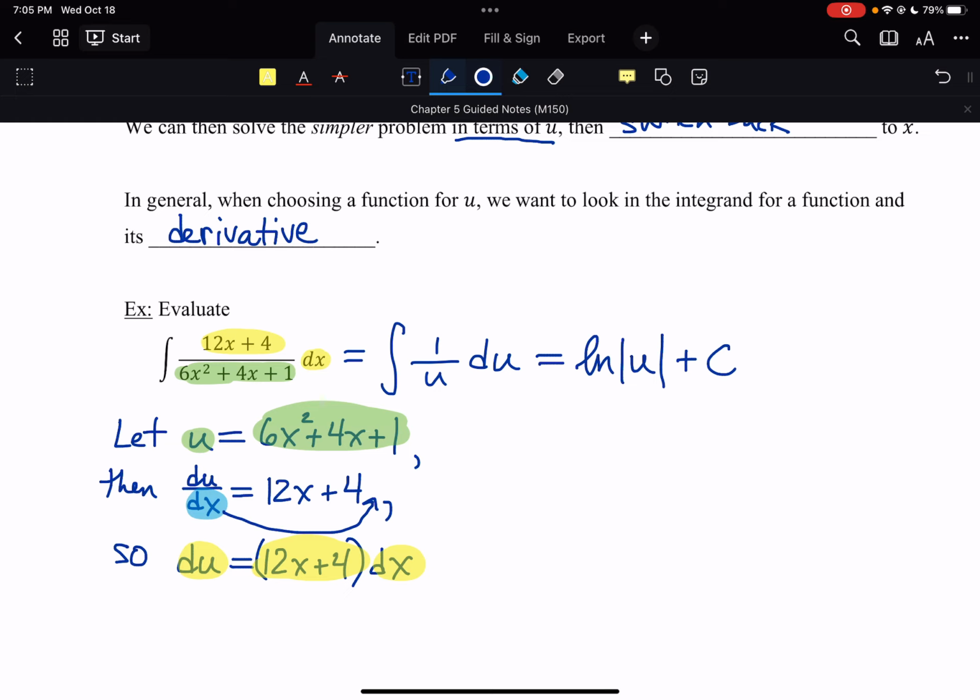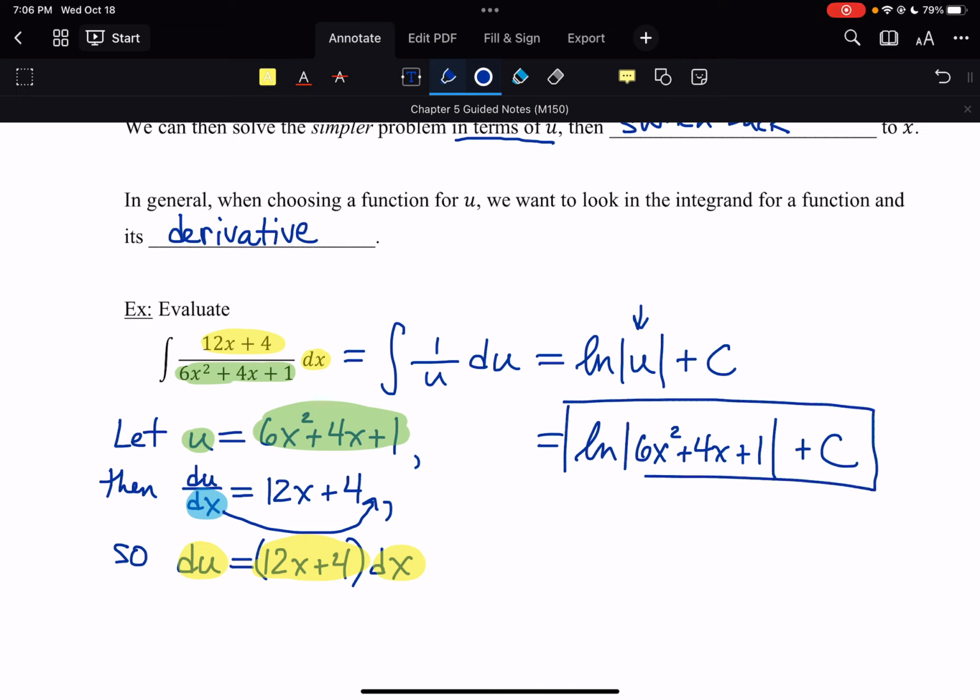Now, this isn't the final answer because the problem was given to us in terms of x. We needed to go through u in order to simplify our work, but we don't want the final answer to be in terms of u. But what we can do is take that original substitution, so u equals 6x squared plus 4x plus 1, and substitute that back in here. So this is going to be ln of the absolute value of 6x squared plus 4x plus 1 plus c. And that would be the value of this integral.